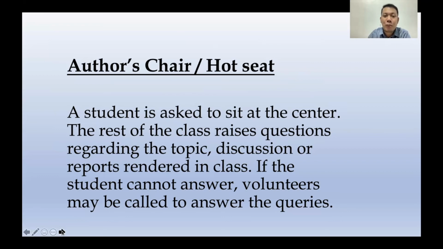Para lang ano, nag-open forum, di ba? Sa open forum, yung closed door, nakabilog lahat yung mga upuan, then may isang nasa gitna, tapos siya muna yung ginigisa, di ba? Parang ganun lang din.